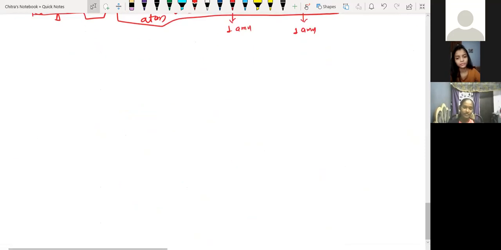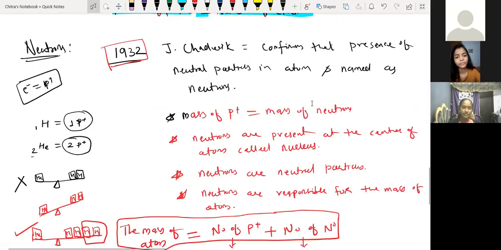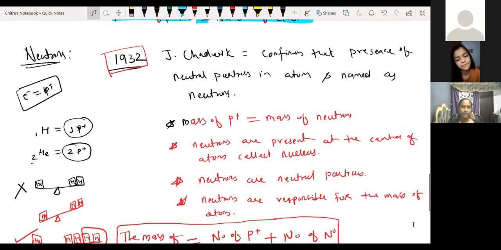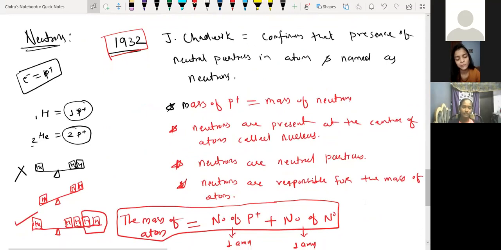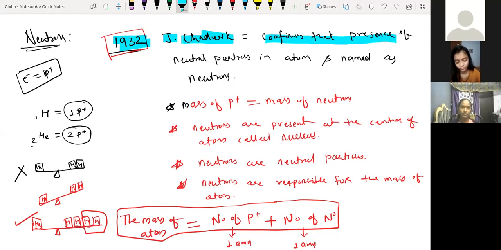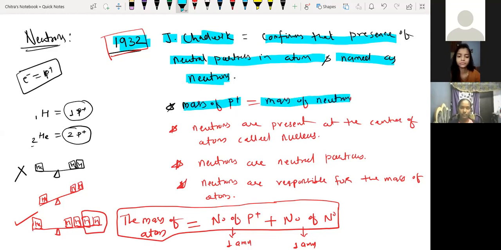Okay. Now, what about the neutron? So, the neutron was discovered in 1932, beta, by Sir James Chadwick. In 1932, James Chadwick confirmed the presence of neutral particles in the atom, and he named those neutral particles neutrons. So what are the key points related to the discovery of the neutron? The mass of a proton is equal to the mass of a neutron.